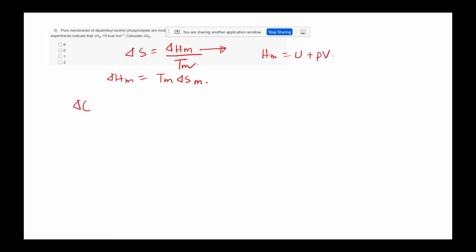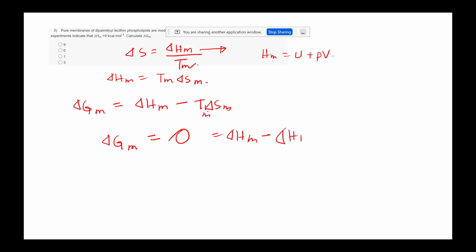Now delta Gm, what is delta Gm? Delta Hm minus T delta Sm. So what will be delta Gm then? Oh, 9 kilocalorie. No, it is 0, right? Because delta Hm minus Tm delta Sm, which is delta Hm again. So it is 0, right?